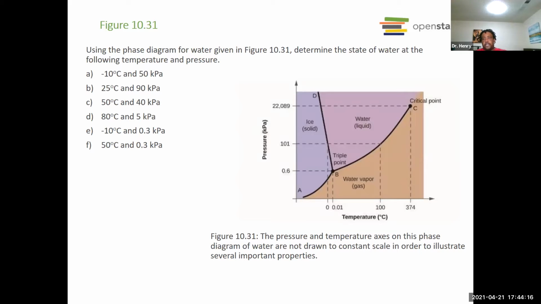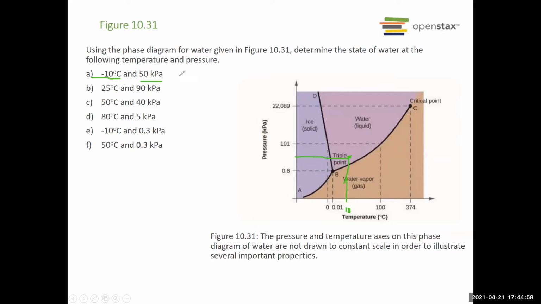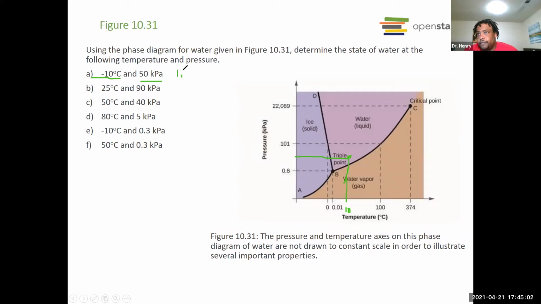Okay, so here's a phase diagram. You need to be familiar with how to read a phase diagram. It's not too hard. So for instance, plotting: if I have 10 degrees Celsius and 50 kilopascals, I would go up to 50 kilopascals, and then I would go over to 10 degrees Celsius. That's roughly 10. Okay, so what phase would this be? Water. Water, okay. So liquid phase. Yep.